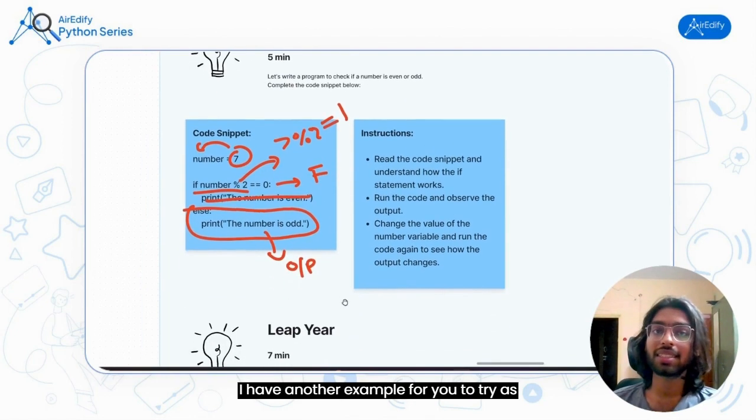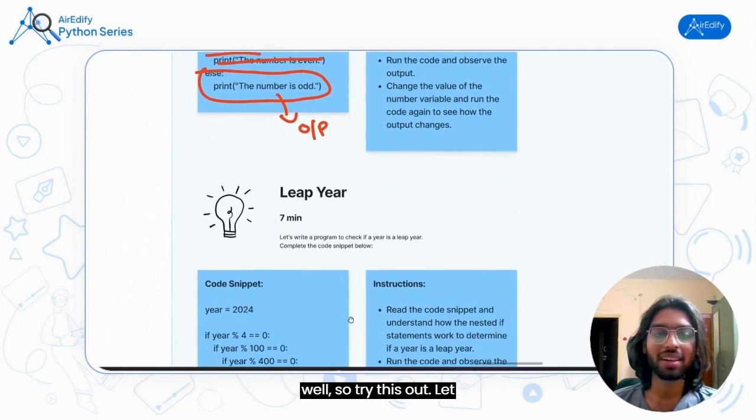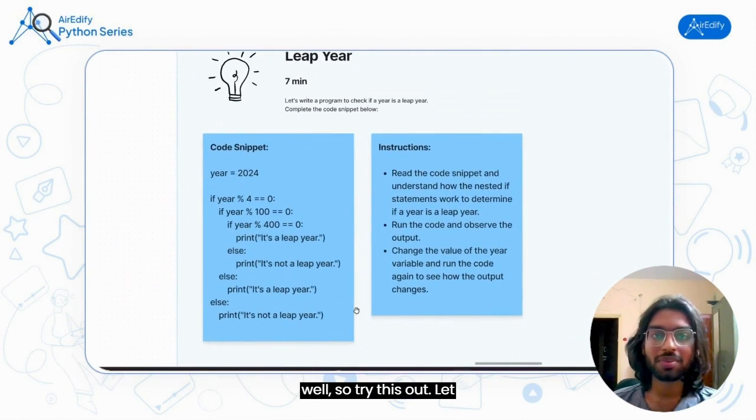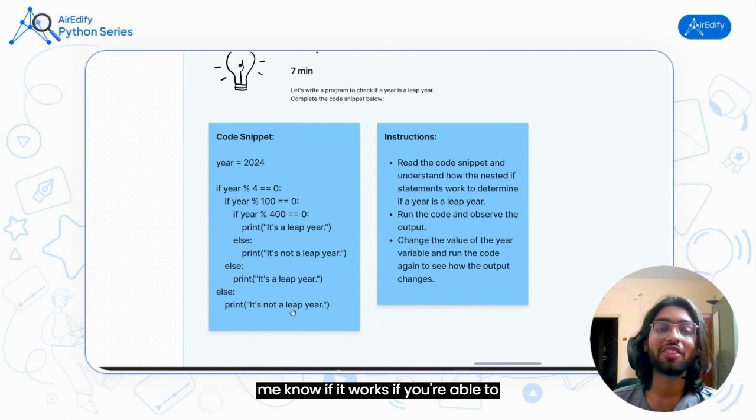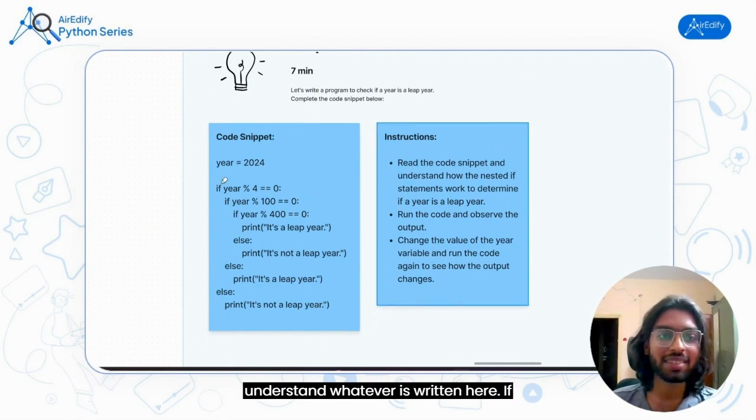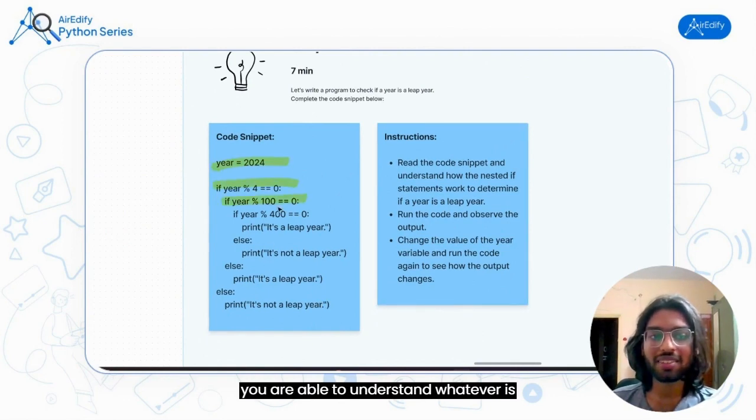I have another example for you to try as well. So try this out. Let me know if it works, if you're able to understand whatever is written here. If you are able to understand whatever is written here, very well done. You have accomplished and learned if statements, conditioning, operators, declaring variables. You have worked hard to reach here.